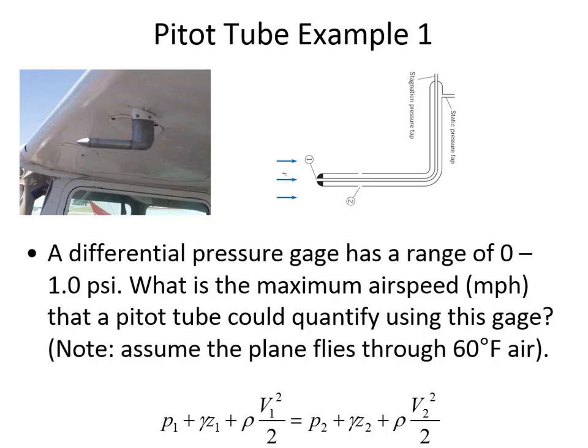We want in this problem to know what is the airspeed in miles per hour that will be measurable. And the way that we convert is, first of all, there are 5280 feet in a mile, and you multiply that by 3,600 seconds per hour. So the velocity is 237.7 miles per hour.